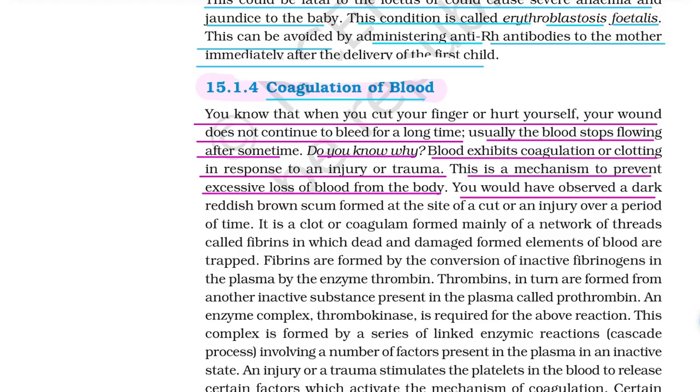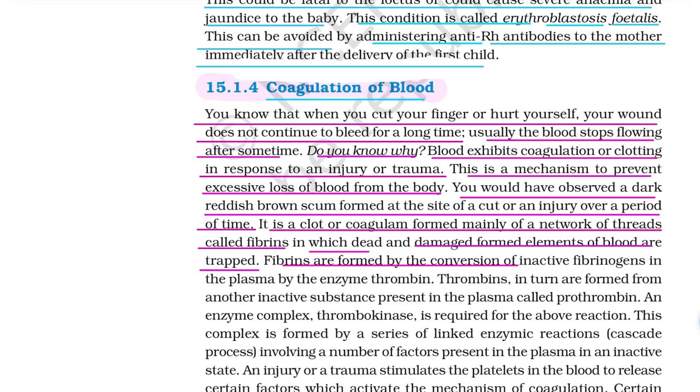You would have observed a dark reddish brown scum formed at the site of a cut or an injury after a period of time. It is a clot or coagulum formed mainly of a network of threads called fibrins, in which dead and damaged formed elements of blood are trapped. Fibrins are formed by the conversion of inactive fibrinogen in the plasma by the enzyme thrombin. Thrombin in turn is formed from another inactive substance present in the plasma called prothrombin. An enzyme complex, thrombokinase, is required for the reaction.